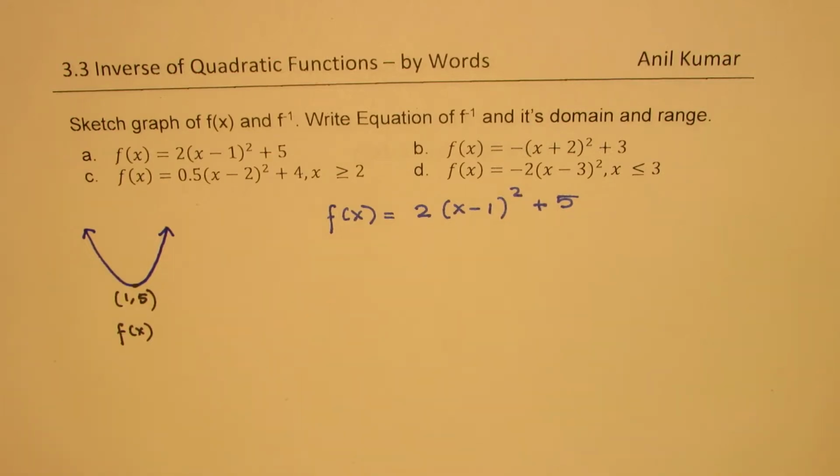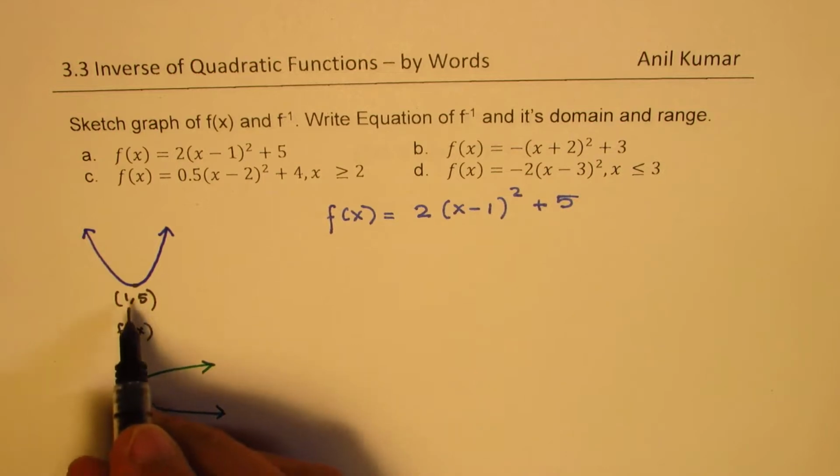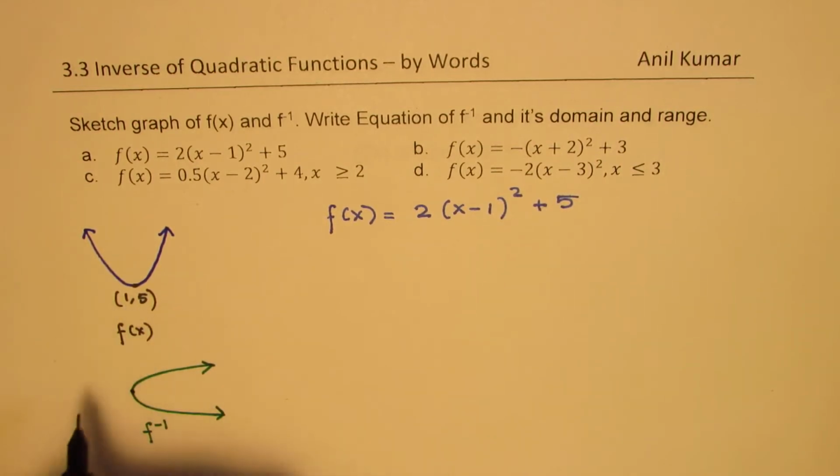Now, as far as the inverse is concerned, the inverse of this function will open towards the right side. It will be a parabola which opens towards the right side. So that will be the inverse of this, and this is definitely not a function. It's a relation. So the vertex coordinates will swap. We'll have (5, 1) here. Correct? And that's how it is going to look.